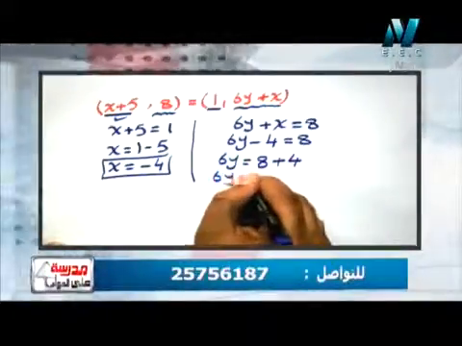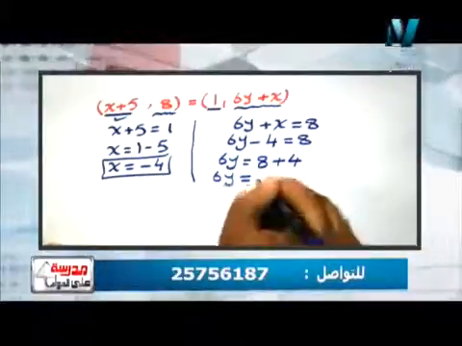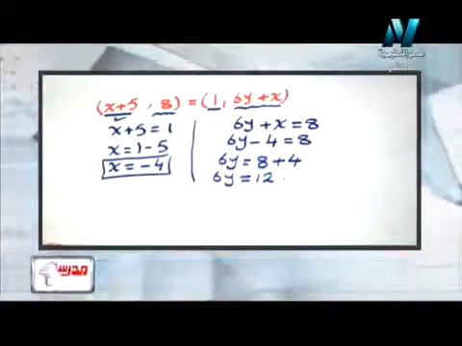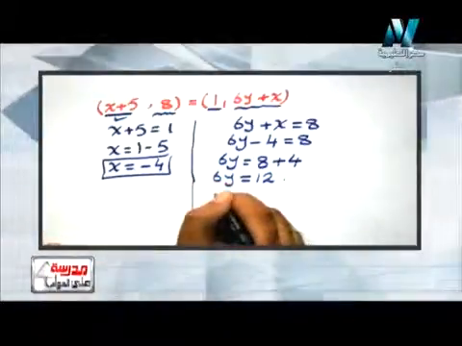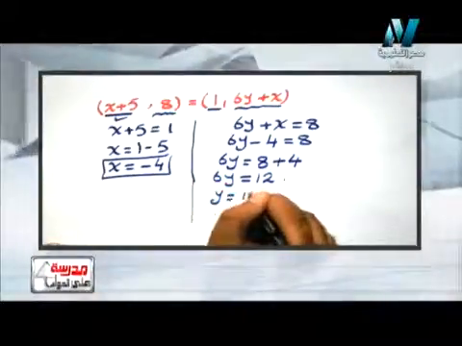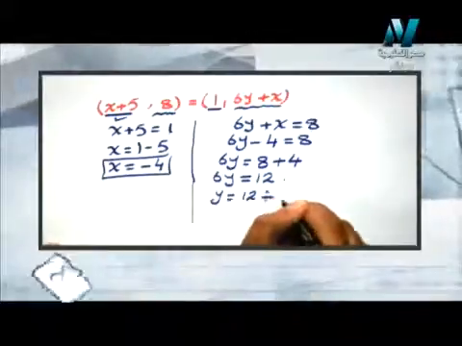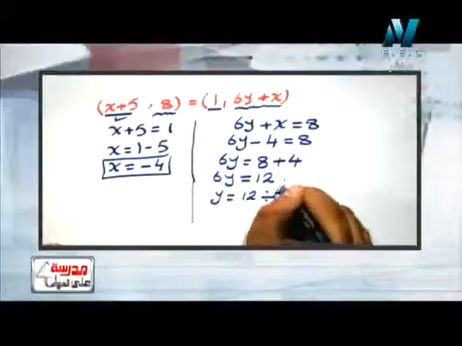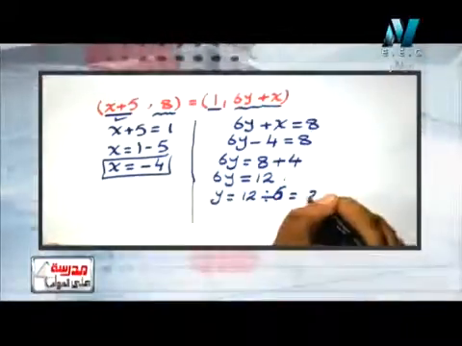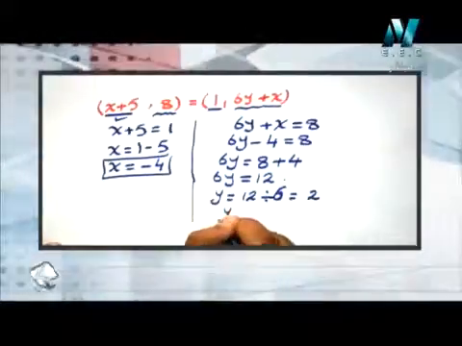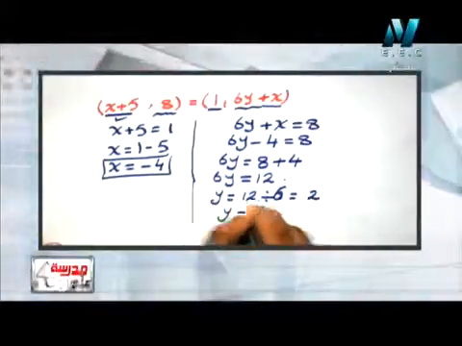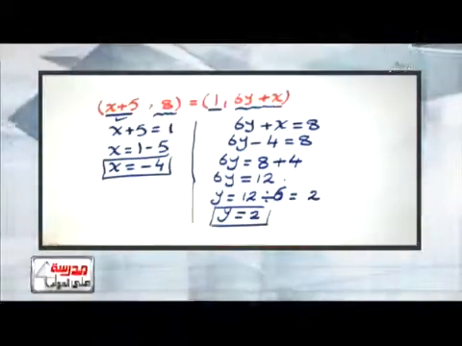6y combines the like terms. 8 plus 4, which is 12. Finally, you can make it y equals 12 divided by 6. The answer equals 2. We say that x equals negative 4 and y equals 2.